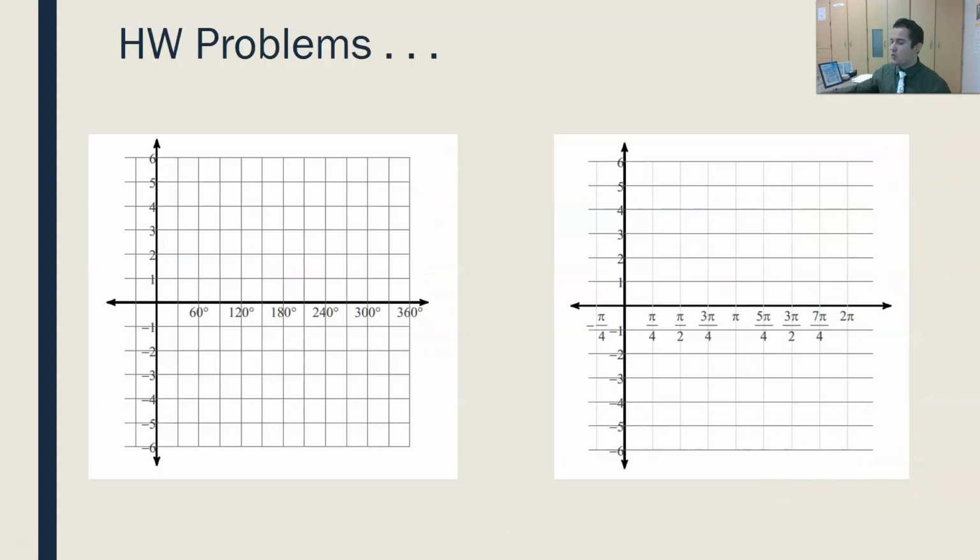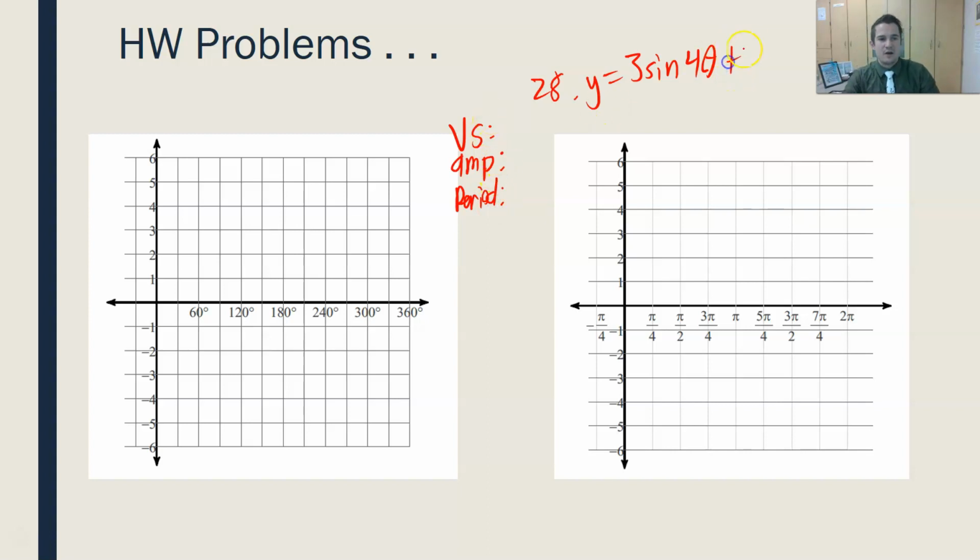Okay, I want to do one of the homework problems real quick. This homework problem is number 28 on your homework assignment. And it says y equals 3 times the sine of 4 theta. And I want you to graph it in radians. So I'm going to determine, is there any vertical shift, is there any amplitude change, and is there any period change?